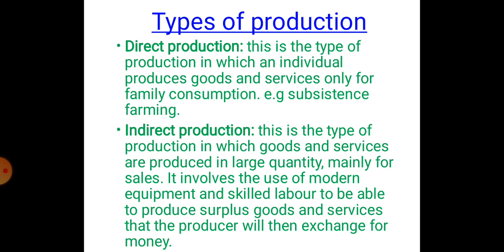The producer can use the money he realized from the sales of this product to satisfy his other wants and needs. The society's wants are so unlimited that it is not possible for an individual to produce whatever he needs by himself. In other words, everybody has to depend on one another to satisfy his or her needs.